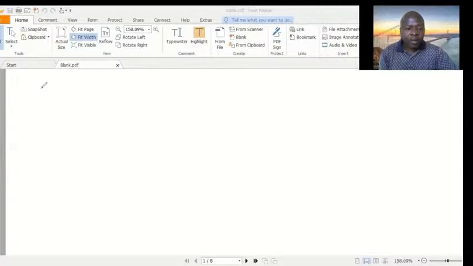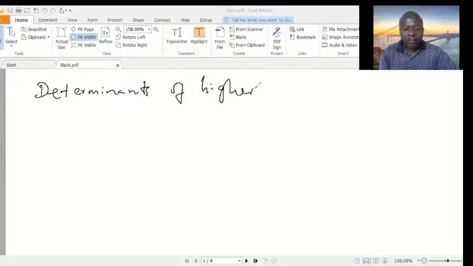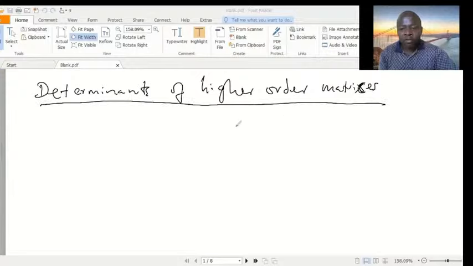I want to teach you how to find determinants of higher order matrices. That means at the end of this lesson, we should be able to find the determinant of a 3 by 3 matrix, the determinant of a 4 by 4 matrix, the determinant of a 5 by 5 matrix. I want to begin with a very simple example.